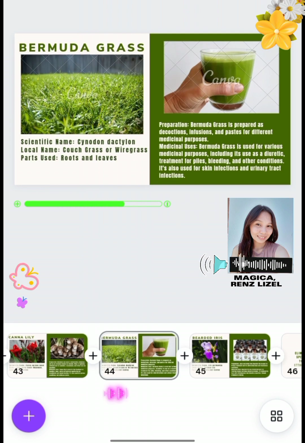Next is the Bermuda grass. Its scientific name is Cynodon dactylon. The local names are couchgrass or wiregrass. The parts used are the roots and the leaves. Bermuda grass is prepared as decoctions, infusions, and pastes for different medical purposes. Bermuda grass is used for various medicinal purposes, including as a diuretic and for treatment of piles, bleeding, and other conditions. It is also used for skin infections and urinary tract infections.